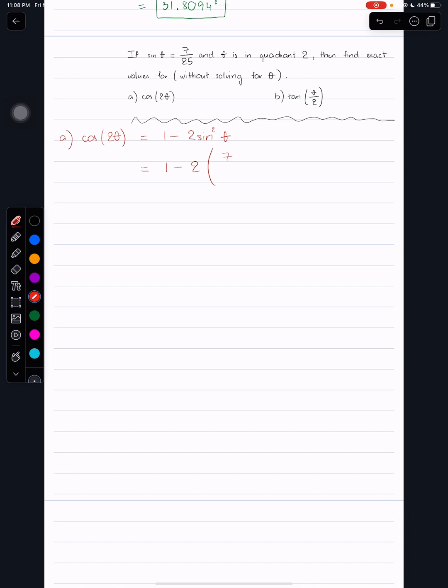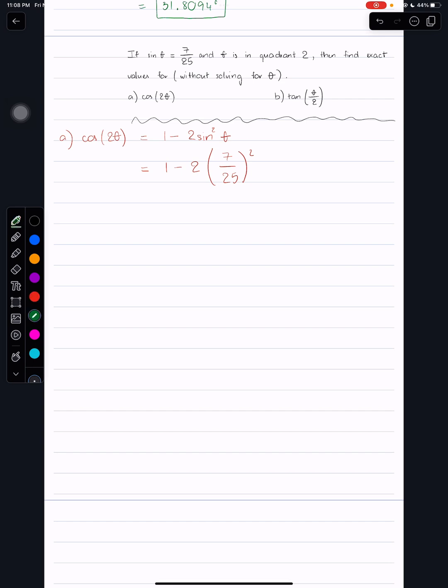And then we get the square, so make sure you don't forget the square. Keep in mind that a lot of people make a big mistake by thinking that 7 over 25 is either sine or theta. That's wrong. Sine theta together is 7 over 25.